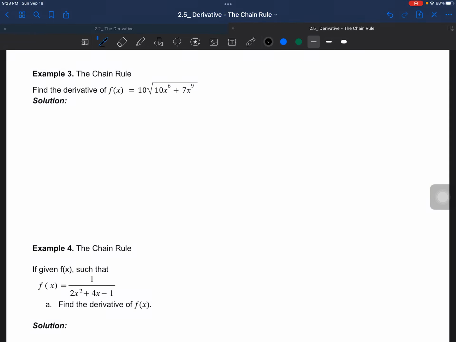All right, so let's start with example 3 here, and we're gonna use the chain rule to find the derivative of this function. First of all, we see that this function seems kind of odd because we have a square root, right? But this is a perfect example where we have to use the chain rule. Remember that the square root function is the same thing as x to the 1/2, right? So the first thing to do is to rewrite this in a power form.